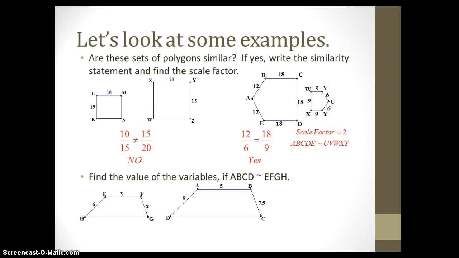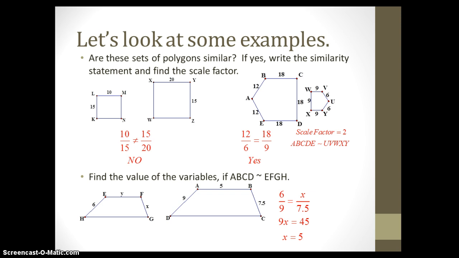Lastly, let's find the value of the variables if I know that the two polygons, A, B, C, D, is similar to E, F, G, H. So we are going to look and say that EH is going to be the same as AD. And we know that ratio. We have 6 to 9. So if we're going to set up a proportion, we know we're going to use a ratio of 6 to 9. And then let's solve for x first. So FG is going to be the same as BC. So 6 to 9 is the same as x to 7.5.